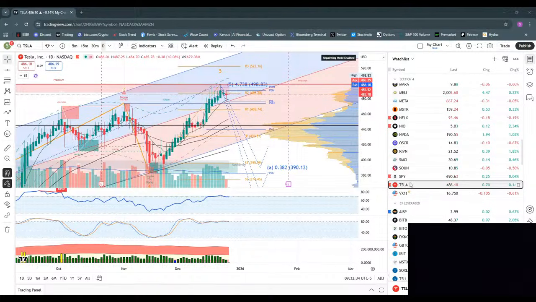Tesla will be shorting at the bounce. Sorry, every bounce on Tesla will be taking a short position.